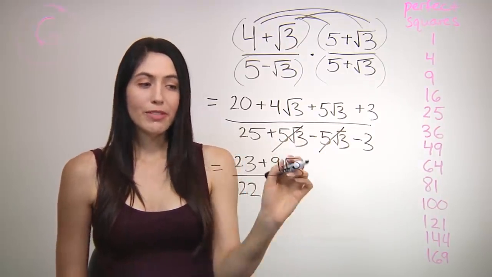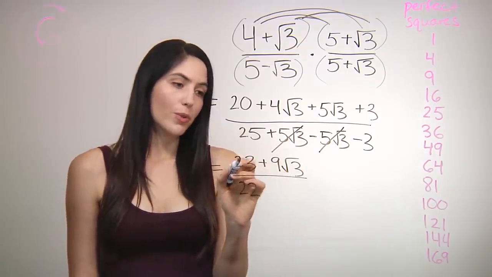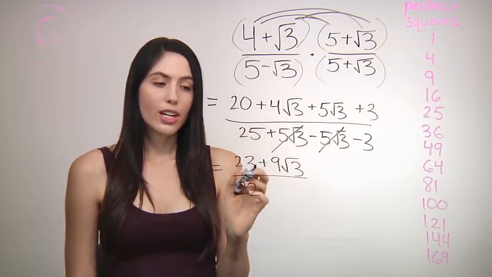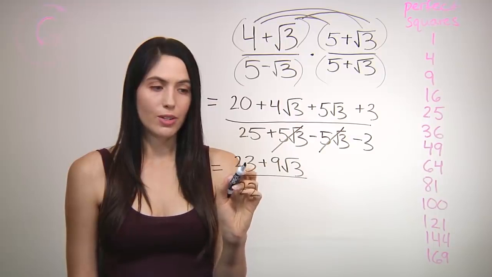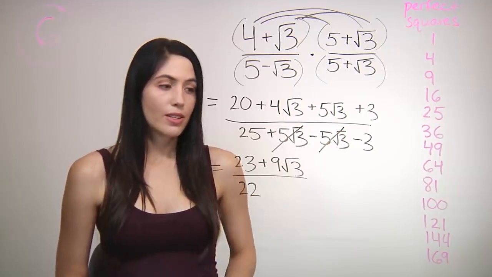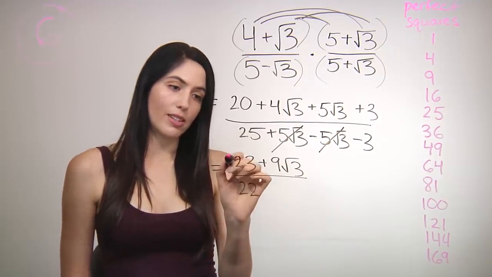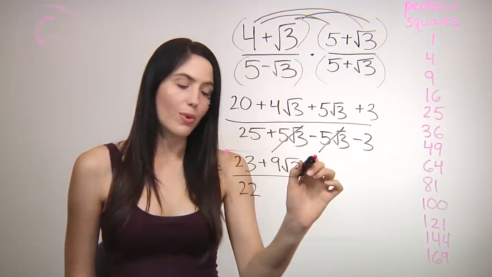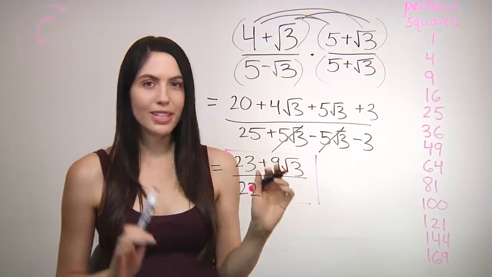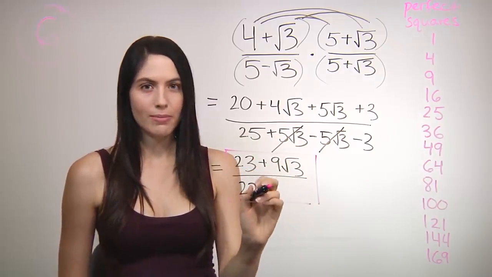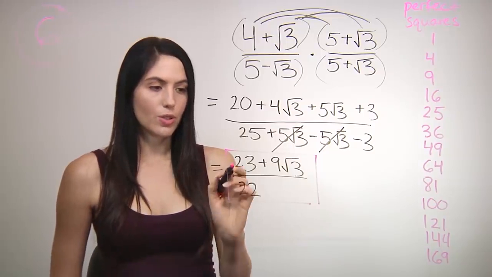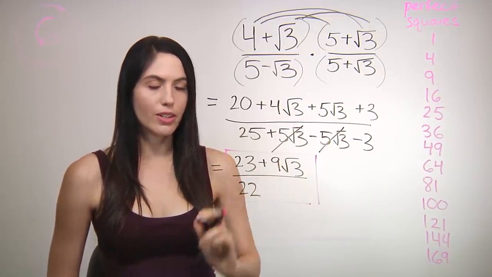All right, so keep simplifying if you can. You have 23 plus 9 root 3 all over 22. You should check to see if there's a number that goes into 23, 9, and 22. There's not. So in this case, this is your simplest answer. Why is it the simplest answer? Why is it simpler than the original? Only because there's no square root in the bottom. So the answer, simplest radical form, is 23 plus 9 root 3 over 22.